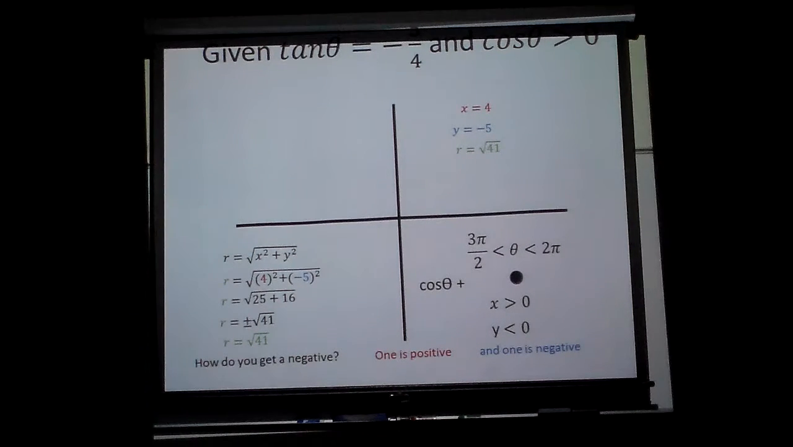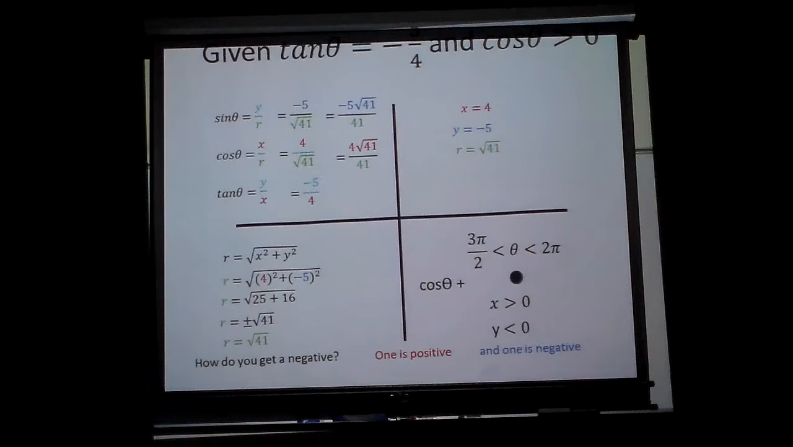So now all I have to do is find all the trig functions. Sine is what? y over r. So it's going to be -5 over the square root of 41. And when I rationalize it, putting the 41 on top, I get that. Cosine is going to be what? x over r, which will be 4 over the square root of 41. Oh, I did rationalize, I just forgot to bring it up there. And tangent would be what? y over x, the -5 over the 4 there.